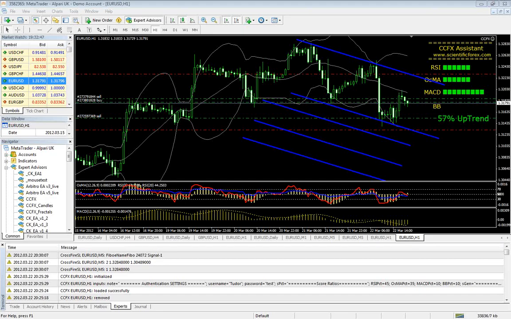I would like to set take profit automatically at the other side of the Bollinger Band, from Andrea. If you set usually a 1 to 2 risk reward ratio, this is what happens. So basically it's the same.